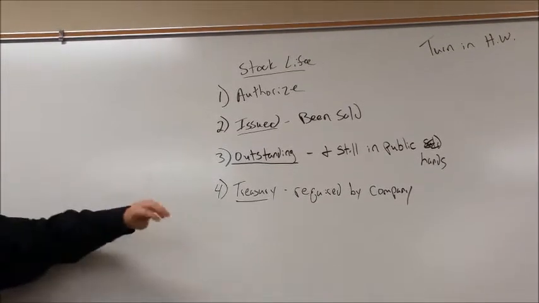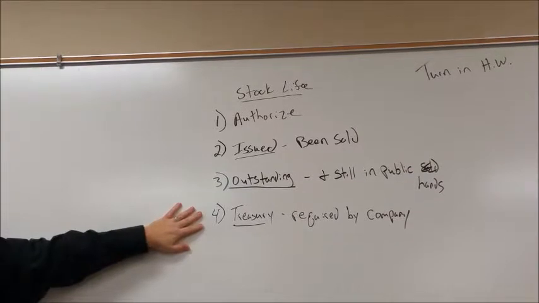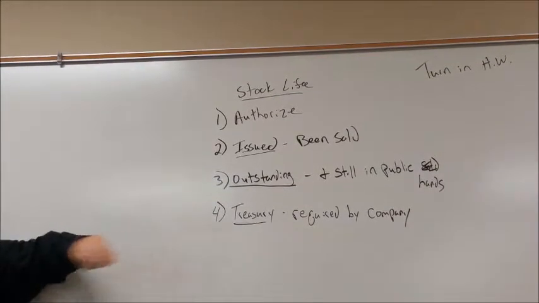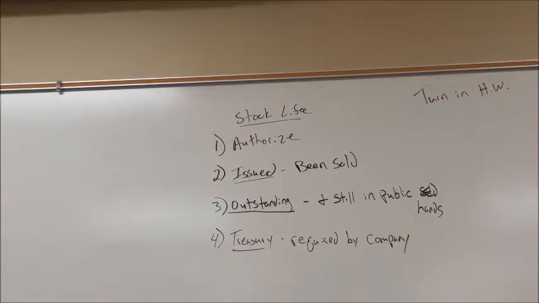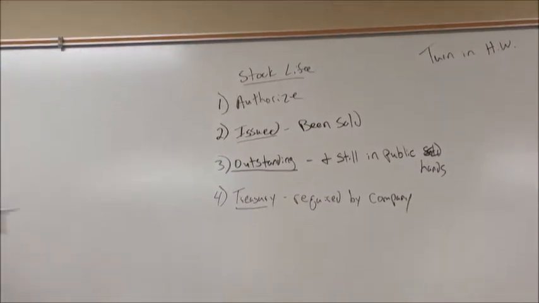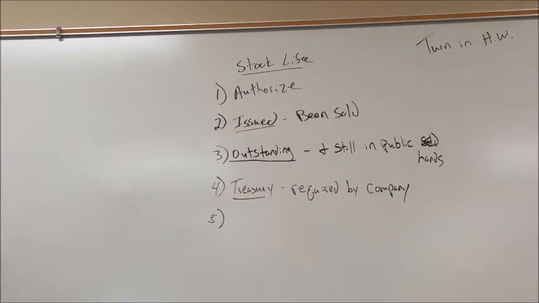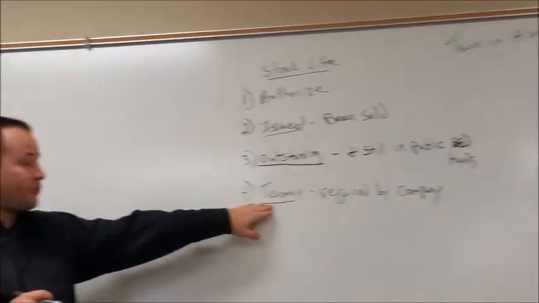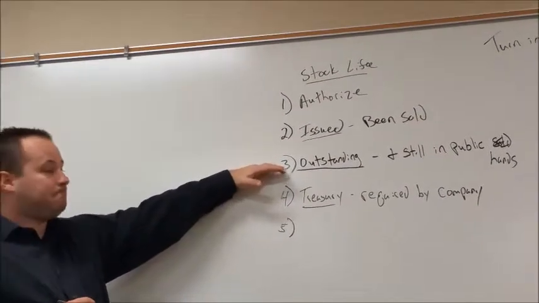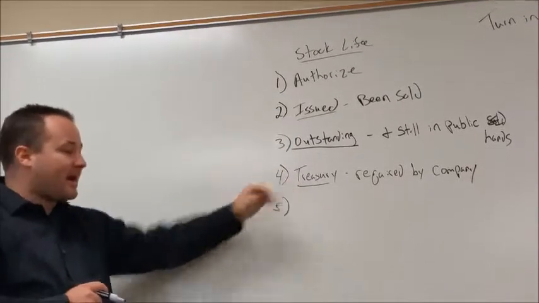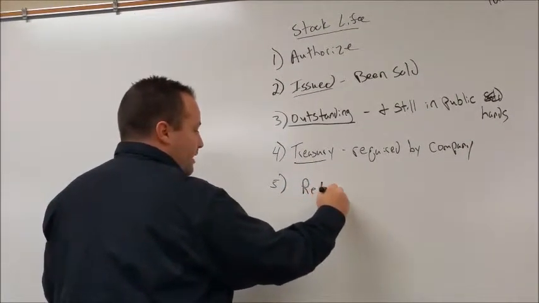Or maybe there's too much of it out there and they don't want to give up that much ownership, so they want to buy some of it back so nobody has a really controlling interest in the company. There could be different reasons why a company buys back their stock. And then the last phase: a company could buy back their stock and then actually resell it so it becomes outstanding. But if they decide to buy it back and then never issue it again, it's called retired.